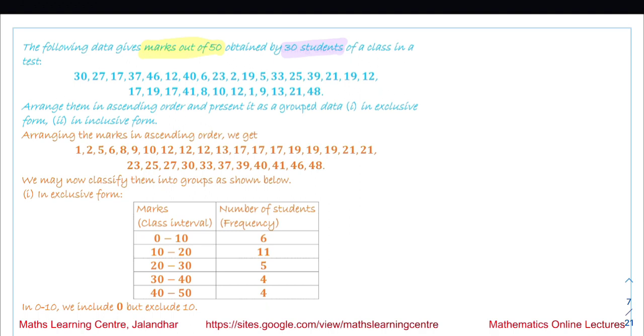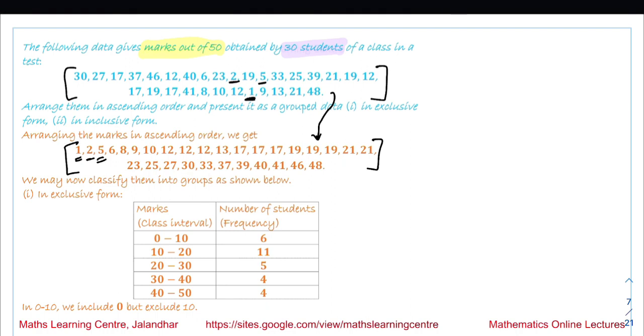The smallest value over here is 1, so we have written 1 over here. After 1 it is 2. Then we will search for 3. 3 is not there. 4 is not there. Then we have 5. In this way we will arrange all these marks in ascending order, and it is shown over here how these marks are arranged. So we get the ascending order in this form.